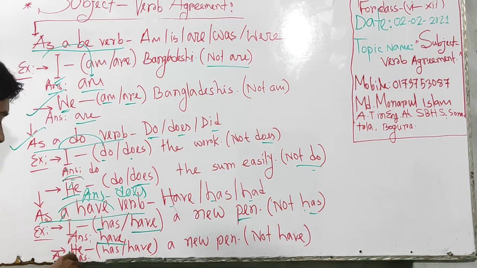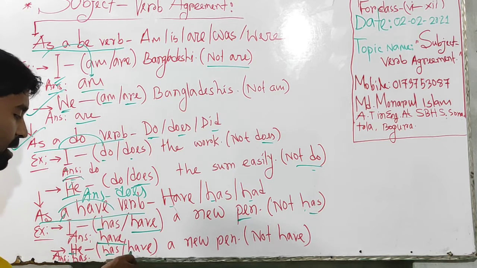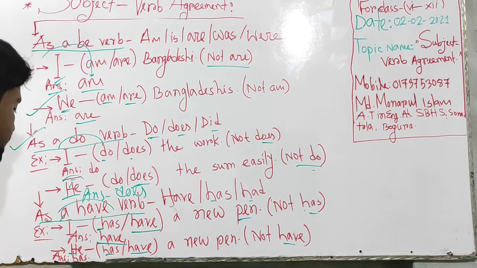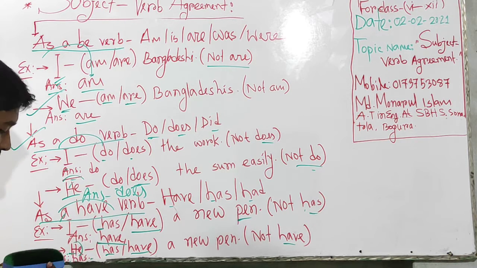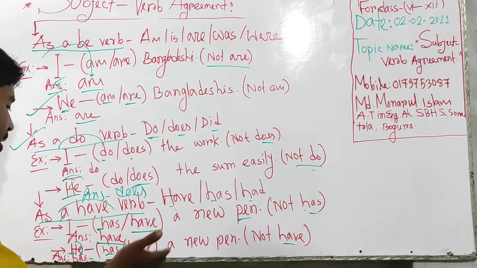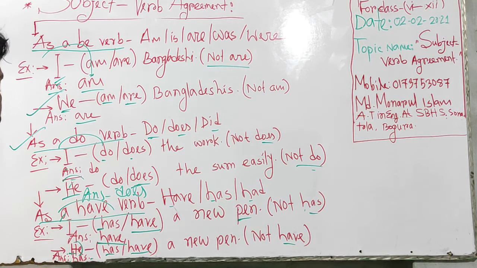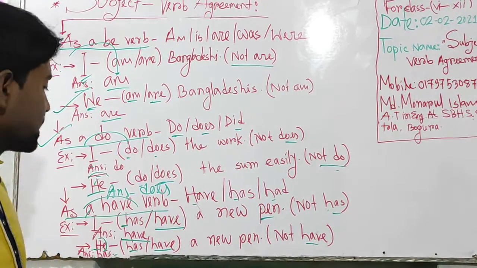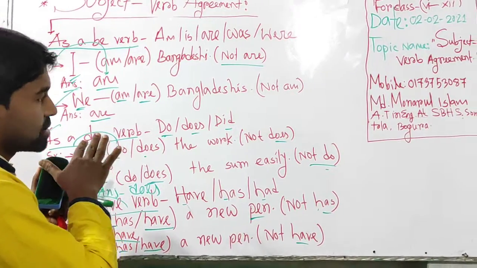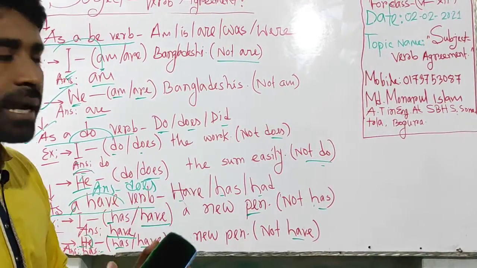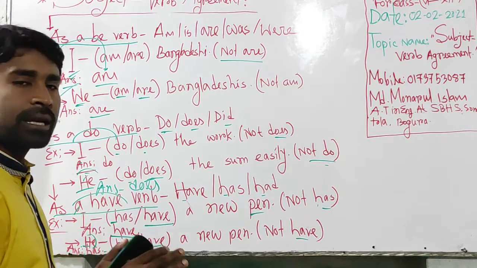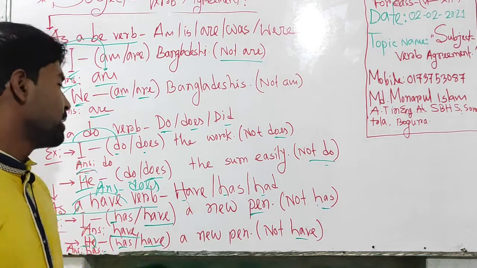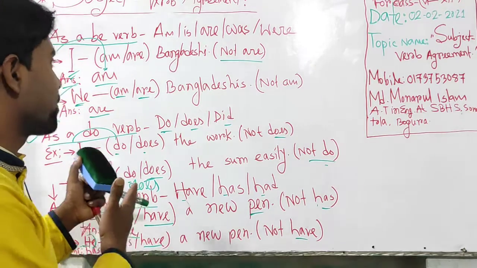Another example: He (has/have) a new friend, not have. After the subject he, the answer is has, because the subject is third person singular, so we should give the third person singular verb, that means has. I think it is a very clear topic for you. It is a primary level. If any viewer cannot understand it, he or she cannot make a sentence easily, and the sentence will have mistakes. So we should be careful about it.